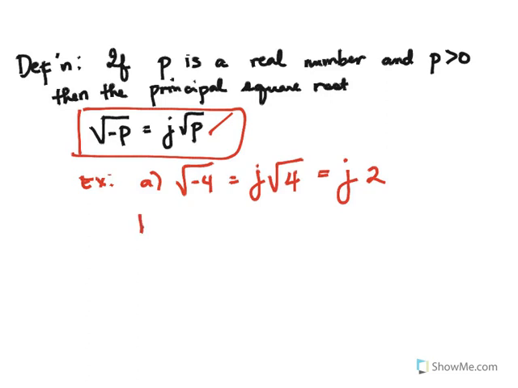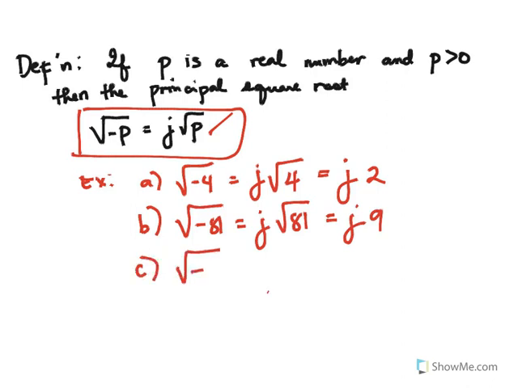So, this is j2. Or, if you have the square root of negative 81, this is j square root of positive 81. Or, that's j9. Or, if you have square root of negative 13, now, since 13 is not a perfect square, kagaya ng 4 and 81, pag sinimplify natin to, we just write this as j square root of positive 13. And that's it. Kasi wala naman tayo makukuhang exact value for the square root of 13.